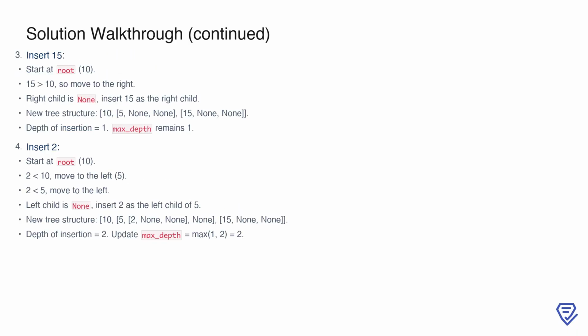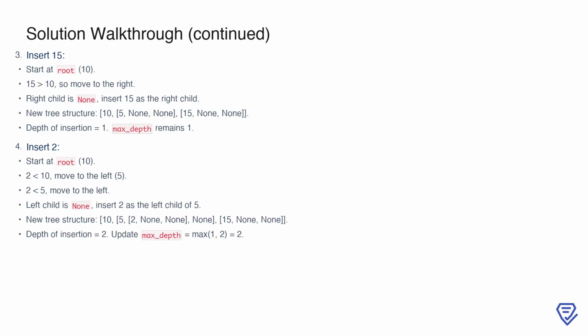Next, we insert the value 15. Starting at the root, 15 is greater than 10, so we move to the right child of the root. The right child is currently null, so 15 is inserted as the right child of 10. The tree now looks like 10, 5, none, none, 15, none, none. The depth of this insertion is 1, so the maximum depth remains 1.